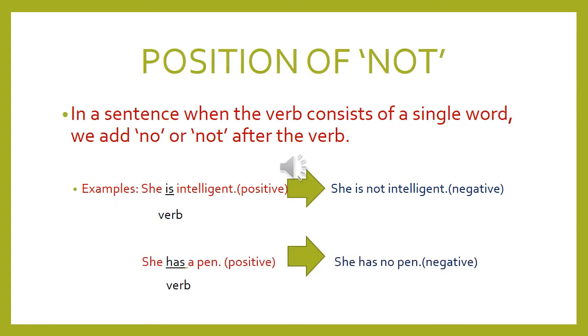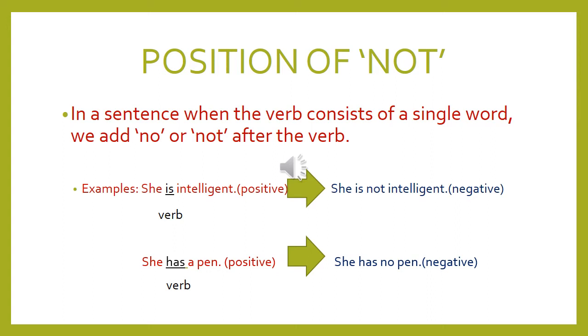We will learn the position of not. In a sentence, when the verb consists of a single word, we add no or not after the verb. If the verb is a single word, then we have to add no or not after the verb.